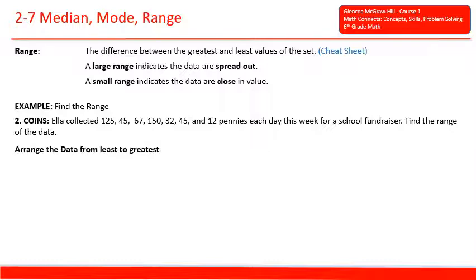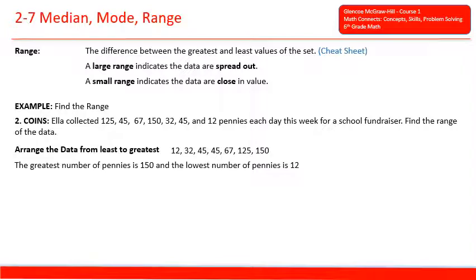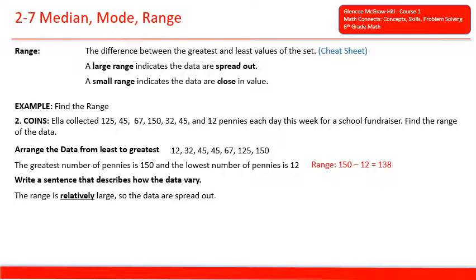And we're going to arrange the data from least to greatest. And there it is. And then we're going to subtract the least amount of pennies from the greatest amount. So 150 minus 12 equals 138. So the range is 138. And then we're going to write a sentence that describes how the data vary. And the range is relatively large, so the data are spread out.